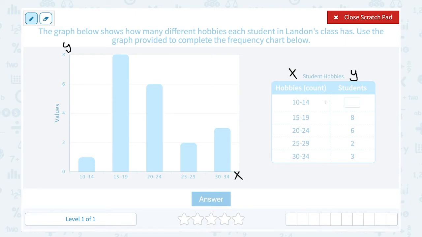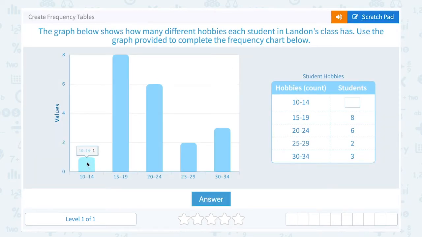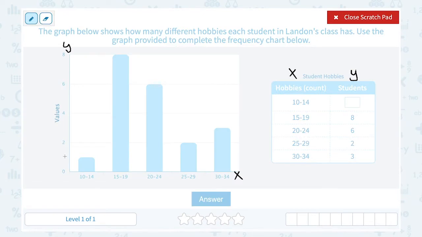So notice they gave us both columns filled in for everything except for 10 to 14. So I want to figure out how many students answered that they have 10 to 14 hobbies. Okay, well, if we look at this first bar in our chart, that's where it says 10 to 14 hobbies. Now notice that the top of this bar would land halfway between 0 and 2. So if they were going by twos, it's helpful if we fill in the missing numbers. Well, halfway in between 0 and 2 would be 1.